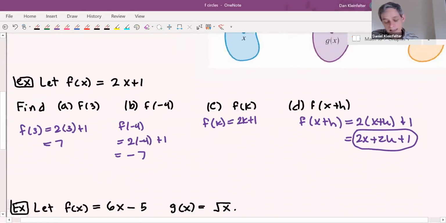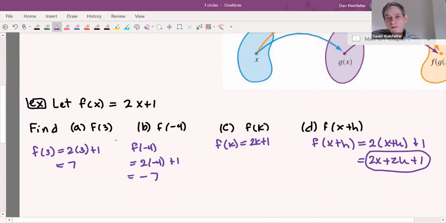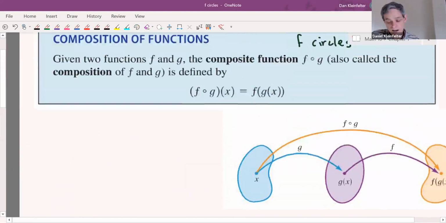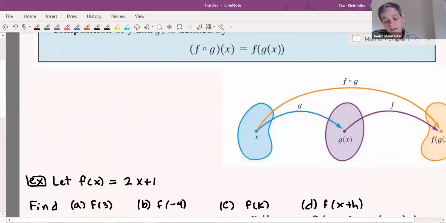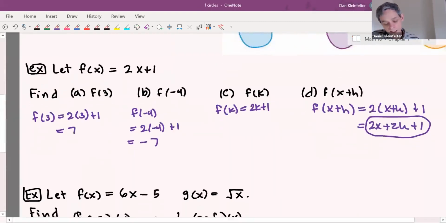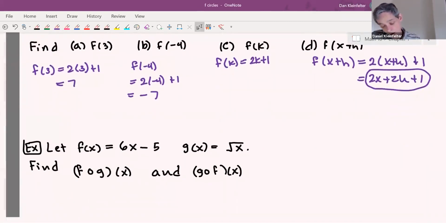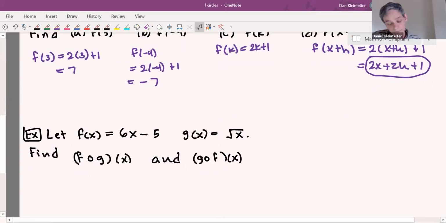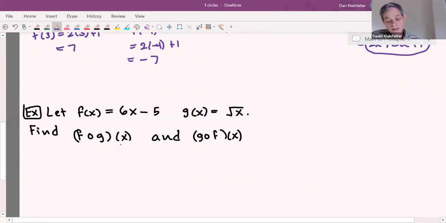So the big idea here is that we can plug in numbers into functions, of course, but we can also plug in variables or other expressions. And that's the basis for how that function composition is going to work. We're going to put a function inside of another function. All right, so let's go ahead and try that. Let's let f of x be 6x minus 5, and g of x will be the square root of x. We're going to find f circle g of x and g circle f of x.